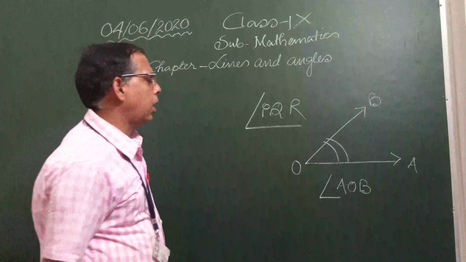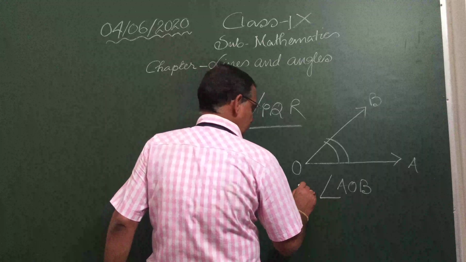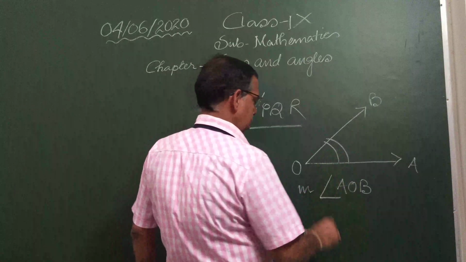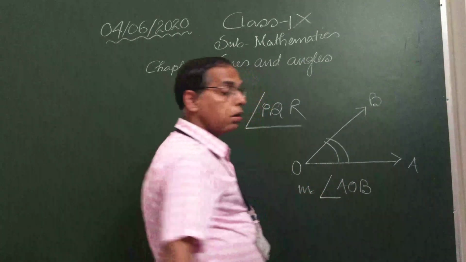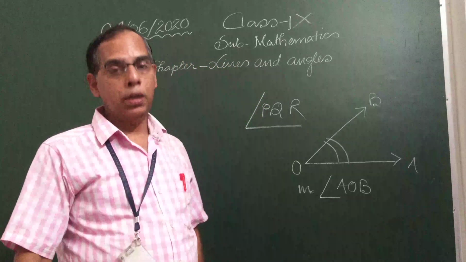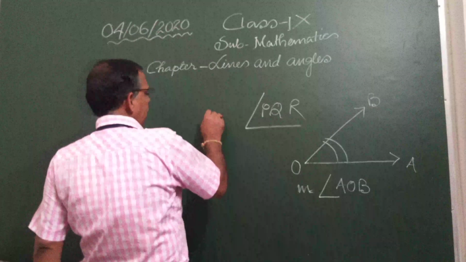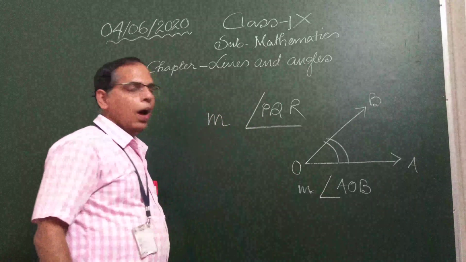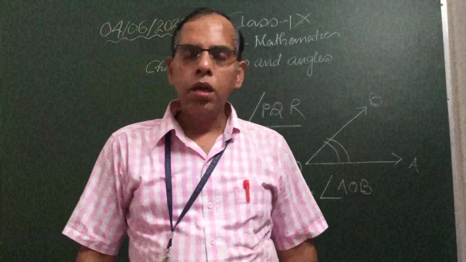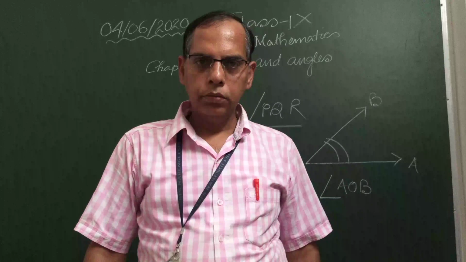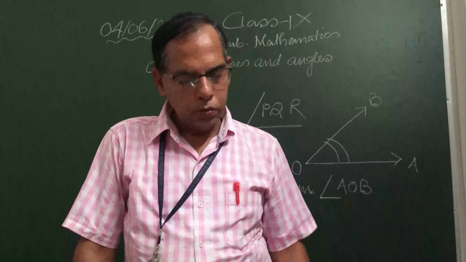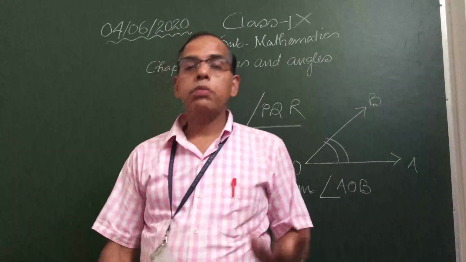And also sometimes you can write m angle. M angle means what? Measurement of angle AOB. M angle PQR, measurement of angle PQR. Okay? Now, let's see types of angle.